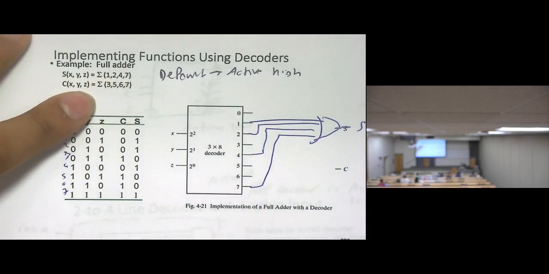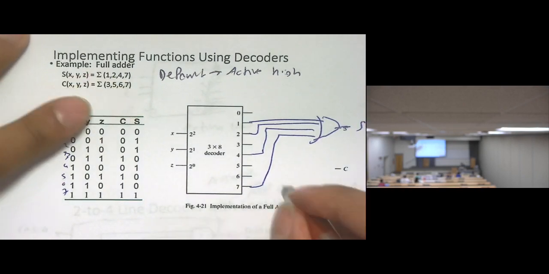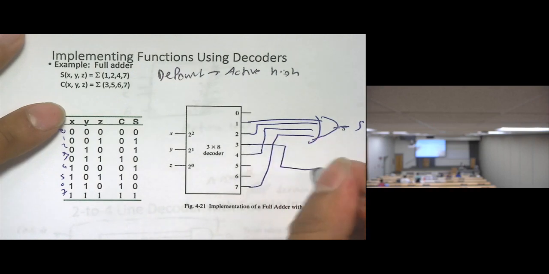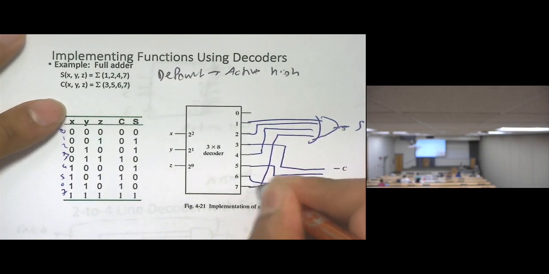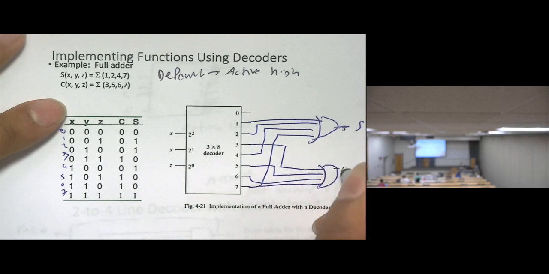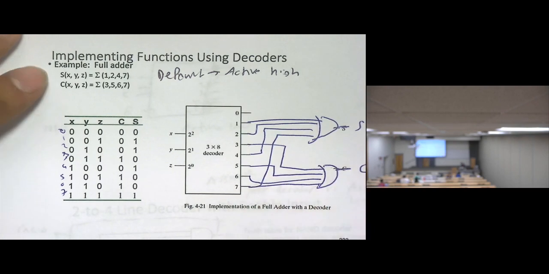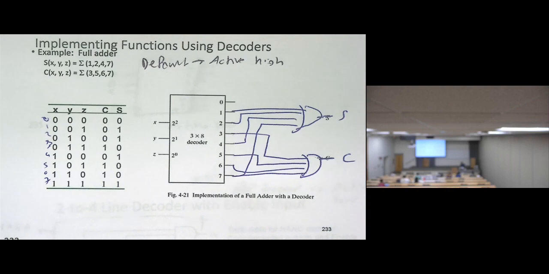How about C? 3 plus 5 plus 6 plus 7. So 3, 5, 6, 7. Right? Any questions? Straightforward. Okay?